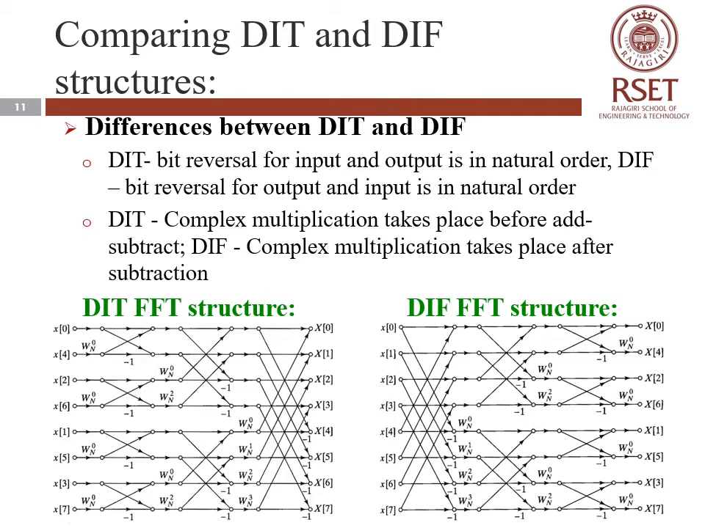As seen from the figures, for decimation in time, the input is bit reversed while the output is in natural order, whereas in decimation in frequency, the input is in natural order but the output is in bit reversed order. The next difference is that in decimation in time, multiplication takes place before the add-subtract operation, whereas in decimation in frequency, complex multiplication takes place after subtraction.